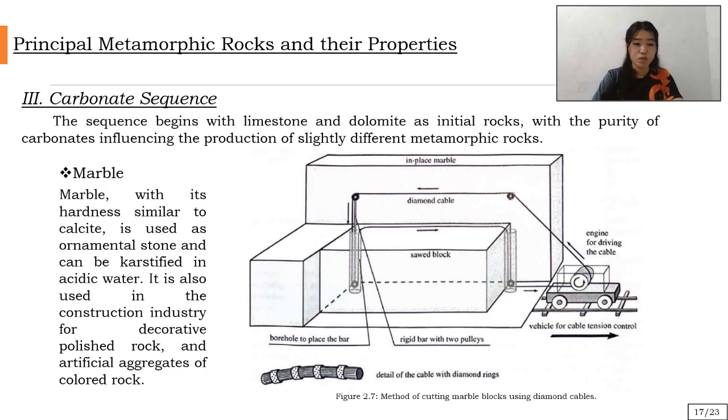So in simpler terms, marble is a beautiful and versatile rock that can come in various colors and patterns. It is used for sculptures and ornamental purposes, but its susceptibility to dissolution in acidic water should be considered in certain geological contexts. The term marble in construction may not always refer to the geologically defined rock, but rather to any polished and decorated stone. In Figure 2.7, you will see the method of cutting marble blocks using diamond cables.